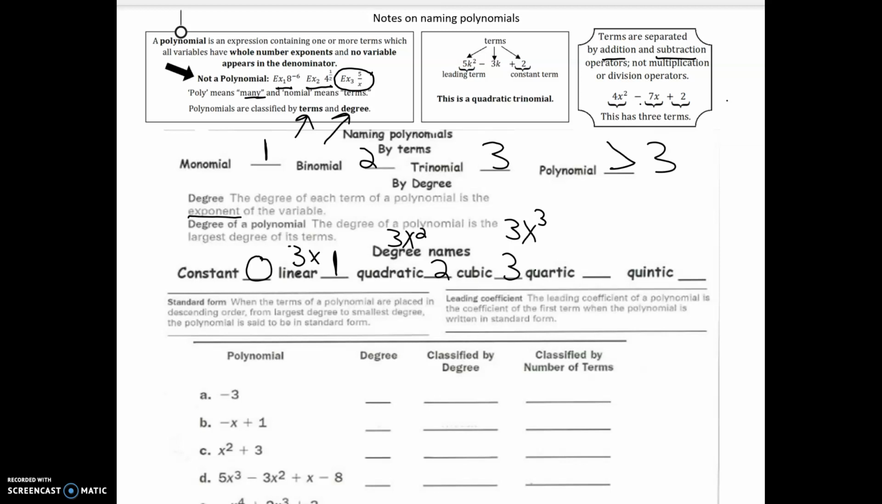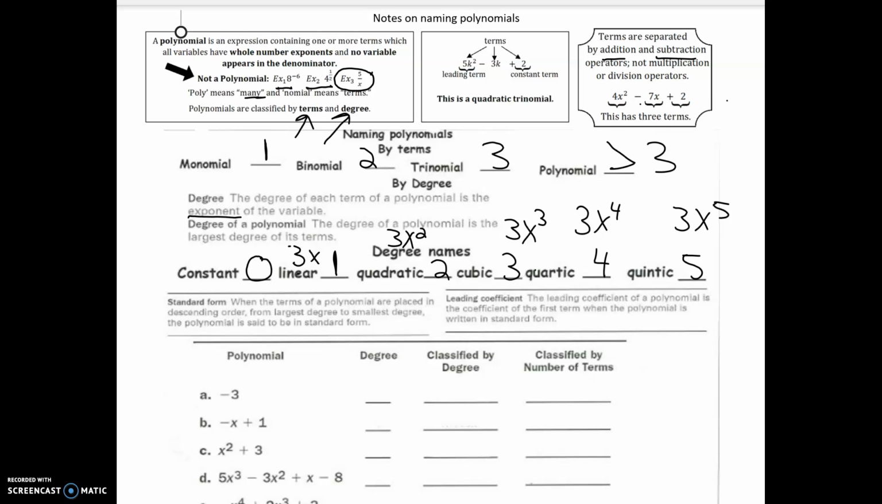So guess what quartic is? Quartic is to the 4th degree or power. So that would be an example of a quartic. And going in order, I bet you guys already know that quintic is going to be 5. Okay? So here would be an example of a quintic.